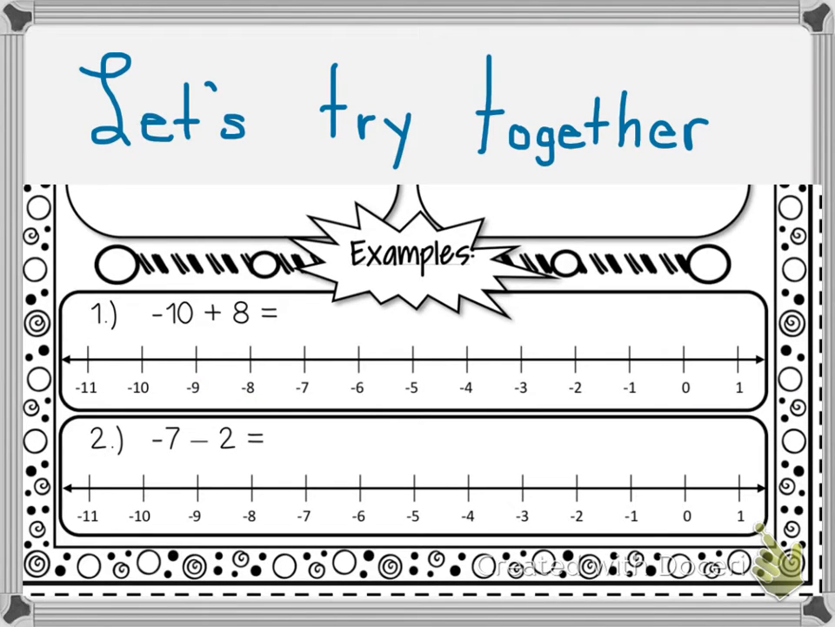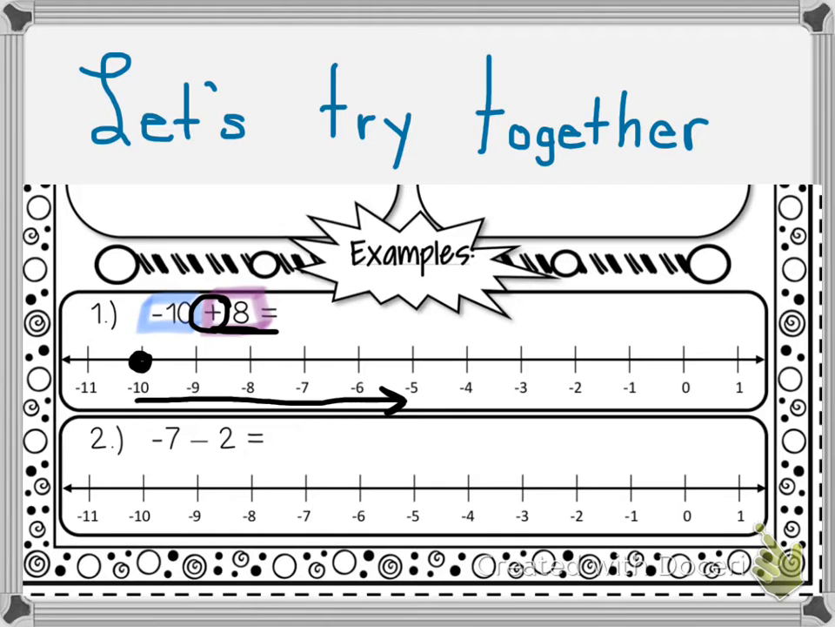So let's try it together. My first problem is negative 10 plus 8. Negative 10 is my first number, so I'm going to start out at negative 10. My second number is positive 8. This addition sign right here tells me that I'm going to go to the right. I'm going to move this way because I'm adding. My numbers have to get bigger. I'm adding 8, so I need to move 8 times.